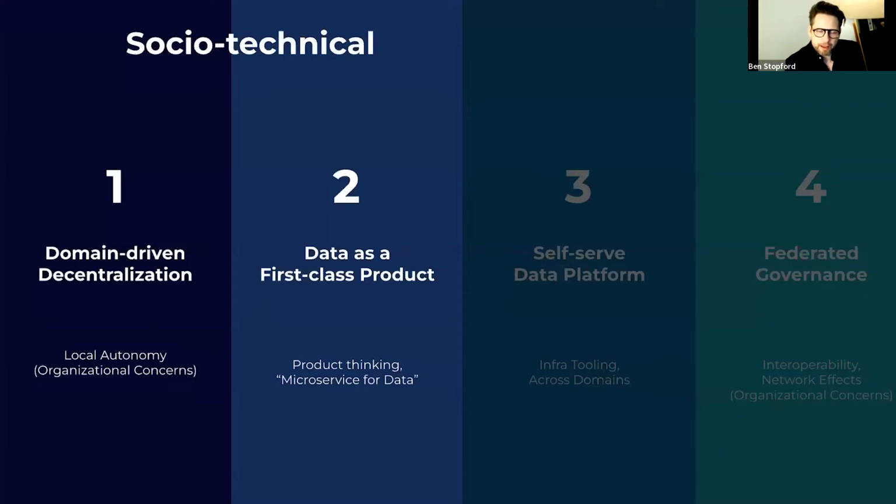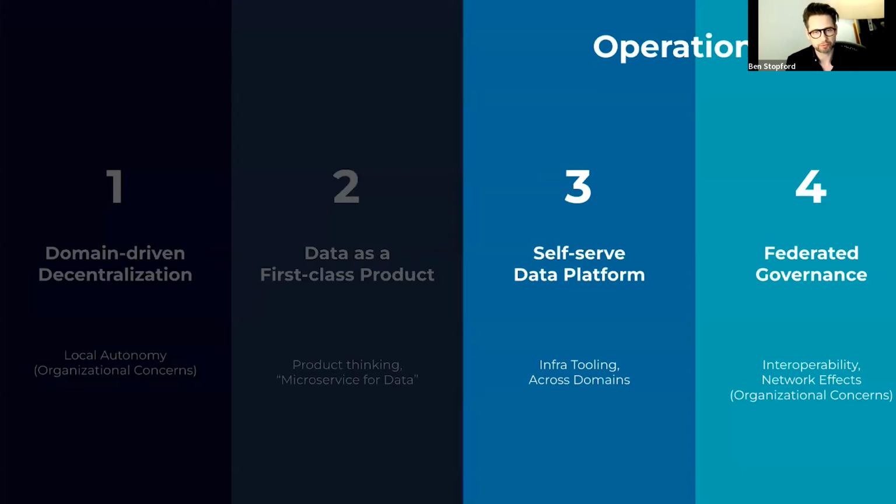So when we talk about, Zhamak talks about the 4 principles, which she talked about earlier. I'm not going to go into those in detail because she's obviously covered those pretty well. I like to break them down into 2 categories: the socio-technical ones, which are the first 2, and then there are the operational ones, which are the second 2. So the first 2 are more about how we organize ourselves, and the second 2 are more about properties of the technology that make that work.